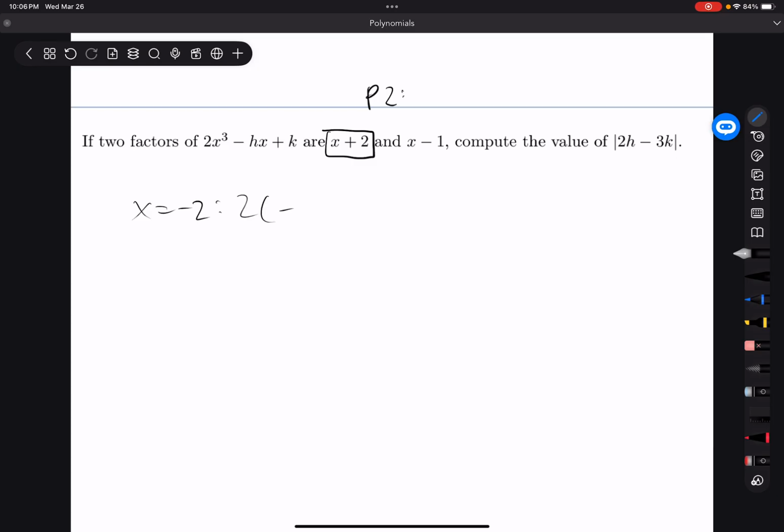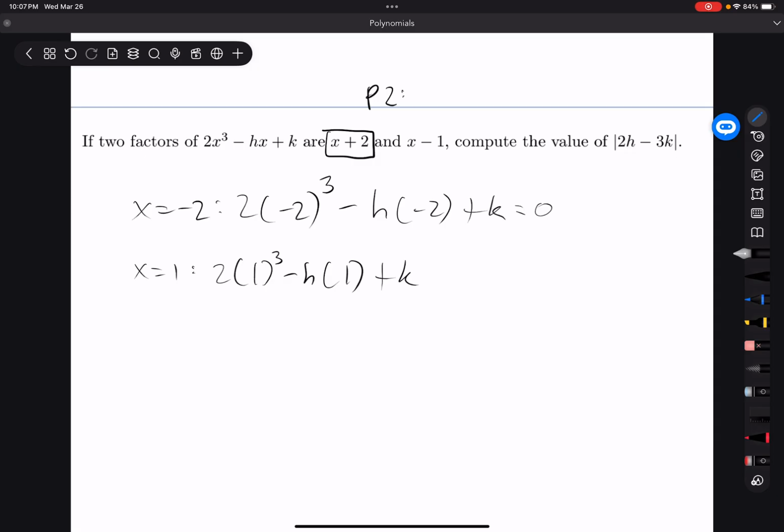So, 2 times minus 2 cubed minus h times minus 2 plus k is equal to 0. Then, x minus 1 means x equals 1. Then that means that 2 times 1 cubed minus h times 1 plus k is equal to 0. So now we can solve this. Negative 2 cubed is negative 8 times 2 is negative 16. Minus h times minus 2 is just plus 2h. And then plus k is equal to 0, meaning that 2h plus k equals 16.